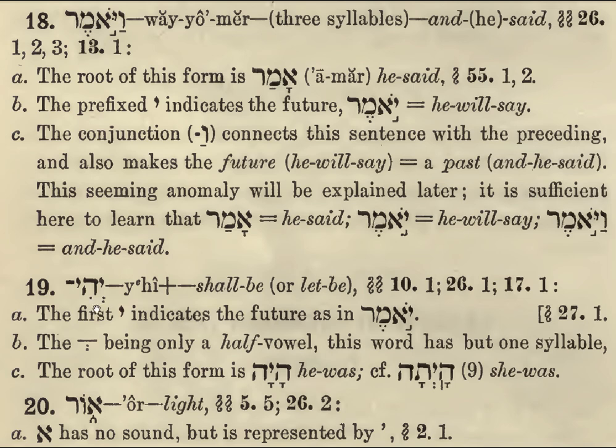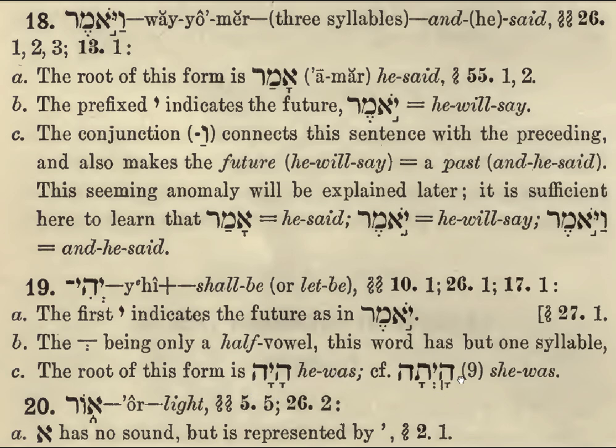Yehi, shall be, or let be. So the first ye here indicates a future, as in Yomer. This is only a half vowel. And so the word is a one-syllable word, yehi. The root of this form, the base, Hebrew has got roots which are composed usually of three letters, which carry the base meaning of the word. And here the root is haya, he was.